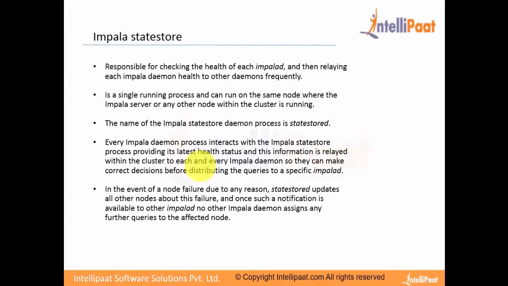Impala State Store is a single running process, as opposed to Impala D, which runs on each and every node. It can run on the same node where the Impala server or any other node within the cluster is running. The name of the Impala state store daemon process is state store D. State store is the name of the process and D stands for daemon, hence the name state store D.